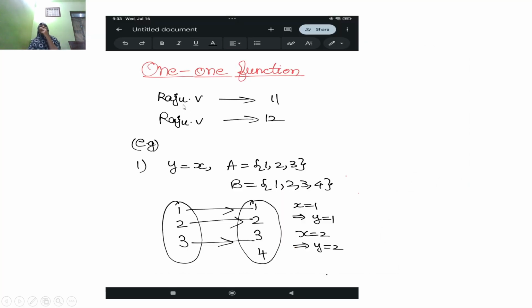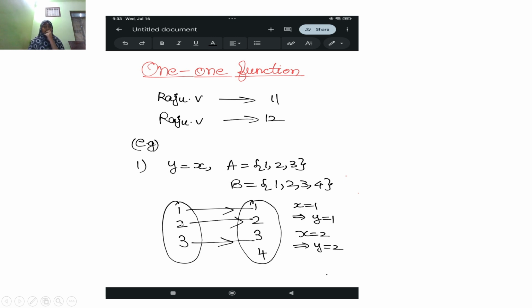We spoke about the Raju example for the ID card. There we needed different roll numbers to avoid confusion. So I am assigning one Raju 11, another Raju 12. So we can understand why a 1-1 function is important: to give a unique output. For every output there should be a unique pre-image.